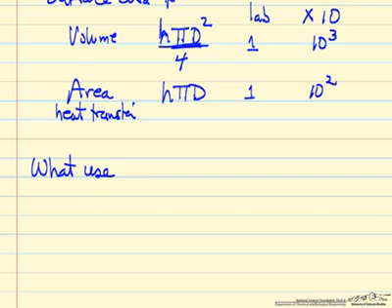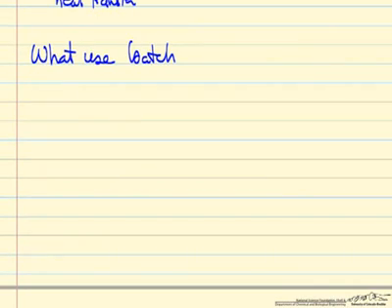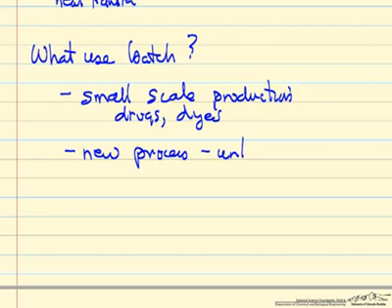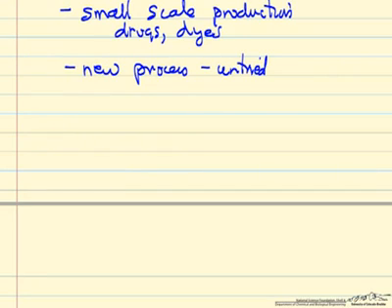Why use batch instead of a continuous system? Certainly there's a lot of advantages to continuous systems, so why use a batch reactor? Since they're used for large numbers of materials, there must be good reasons. If we're doing just small scale production, then it makes a lot of sense: specialty chemicals, drugs, dyes, etc. If we're using a new process, so it might be untried, we don't want to set up a continuous system until we know more that it works.